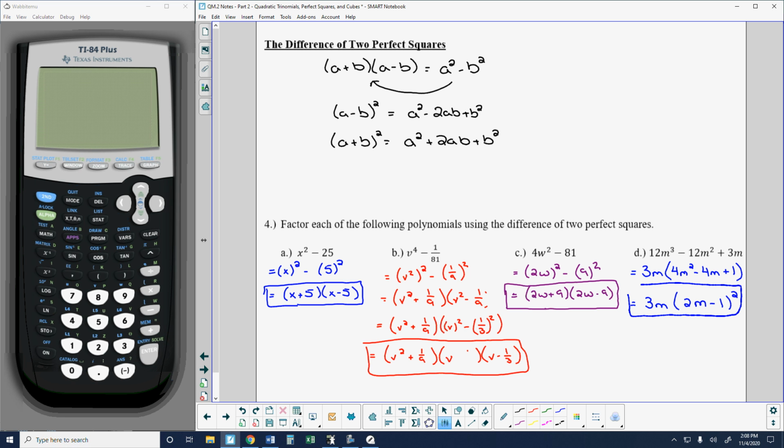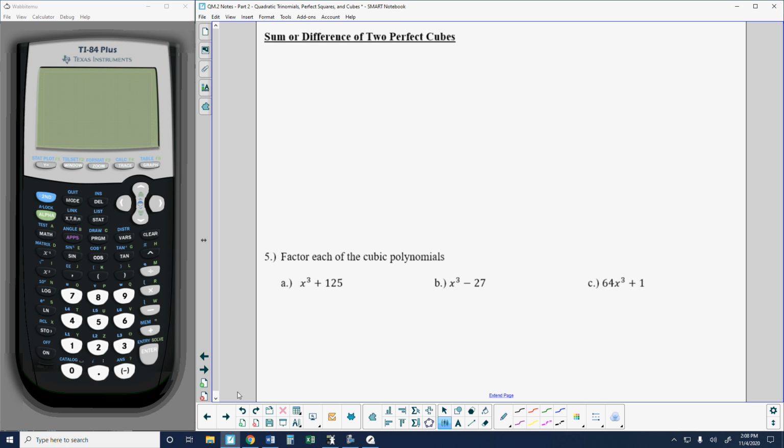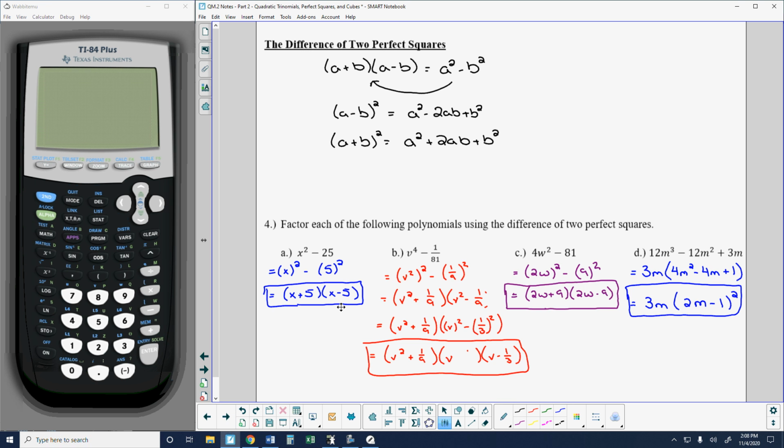This looks like a pretty good place to stop for this part. So tomorrow, when we reconvene in class, we will take a look at the sum or difference of two perfect cubes. As always, thank you guys for tuning in, and I'll see you soon.